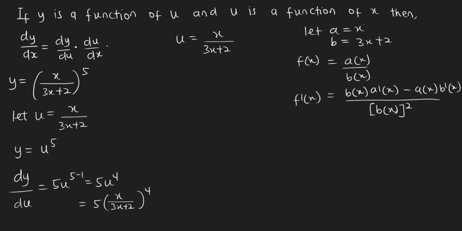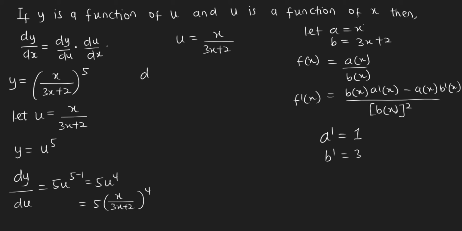Let's look at that. From what you have here, a prime will be 1 because that is the derivative of x. And then b prime will be 3 because the derivative of 3x is 3 and the derivative of 2 is 0. It's just the same thing that we are doing here. And of course, you see that a and b are functions of x. So now we know a prime and b prime.